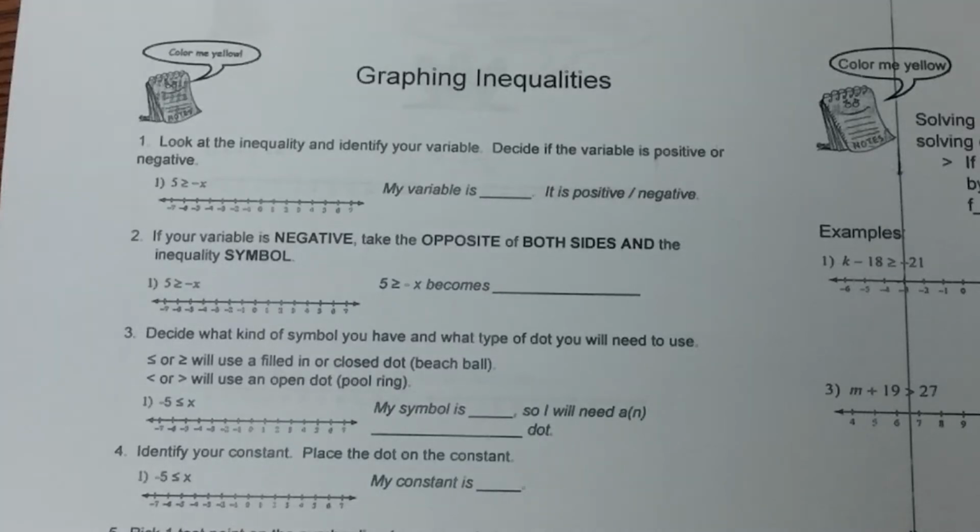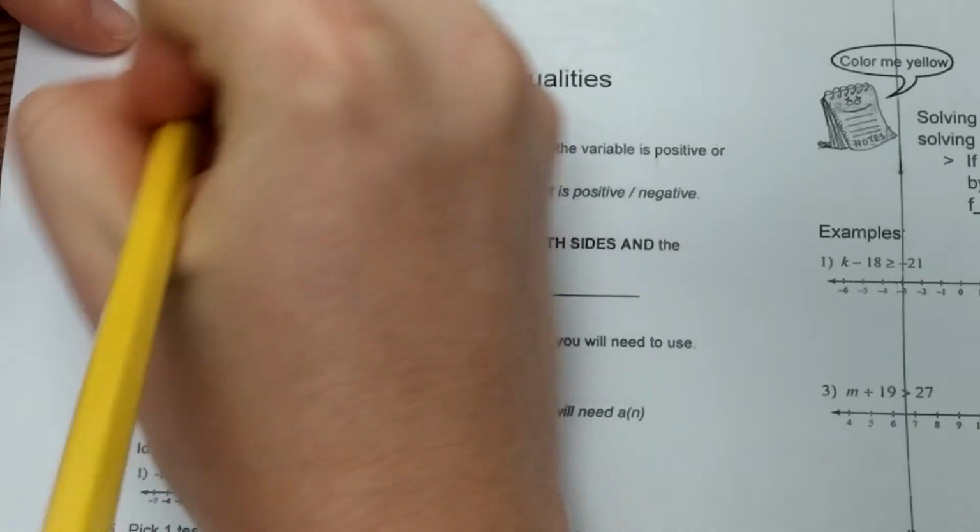Video we'll be starting Unit 5, Inequalities, and Unit 5, the color is yellow.